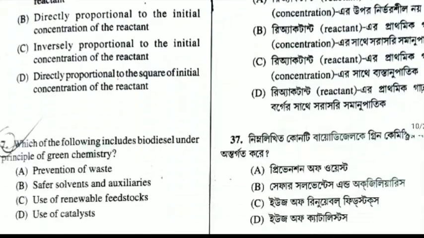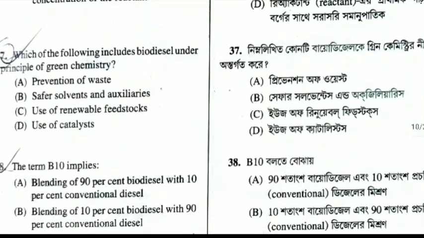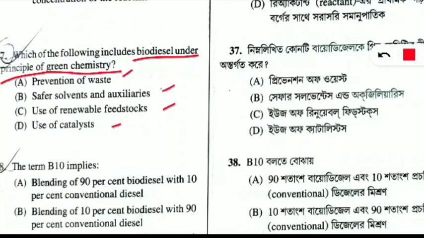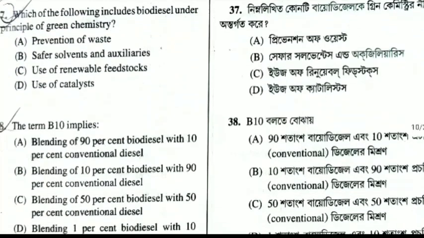Let's move to the next question, question 37. Which of the following includes biodiesel under principles of green chemistry? Whether it is prevention of waste, safer solvents and auxiliaries, use of renewable feedstock, or use of catalyst. So here the correct option will be option C. In biodiesel, renewable feedstock is used for processing. That is why it is included in the principles of green chemistry. Let's move to the next question.